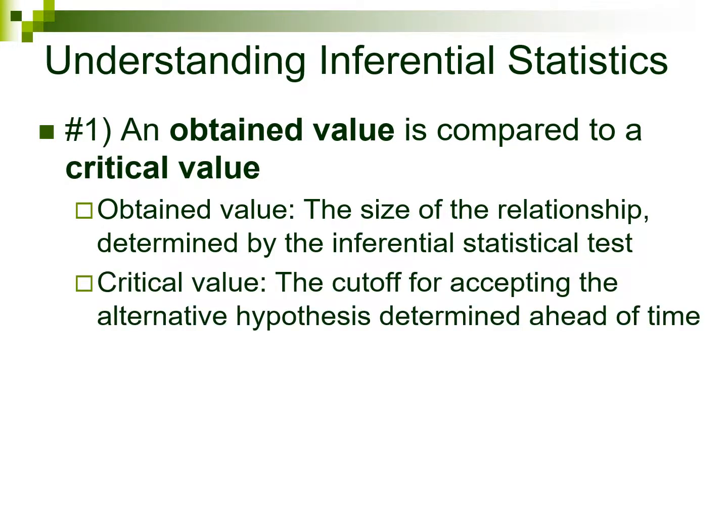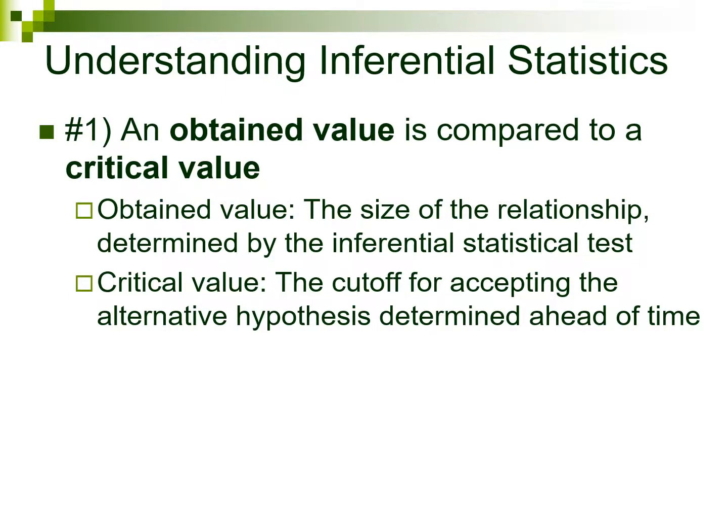The critical value is the cutoff for accepting the alternative hypothesis determined ahead of time. We're going to determine the critical value in a different way than actually conducting a test, but basically, given the parameters of our study, we would be able to figure out the critical value. So again, to go through this one more time, we determine the obtained value by conducting the statistical test, and we determine the critical value based on other parameters in the study.